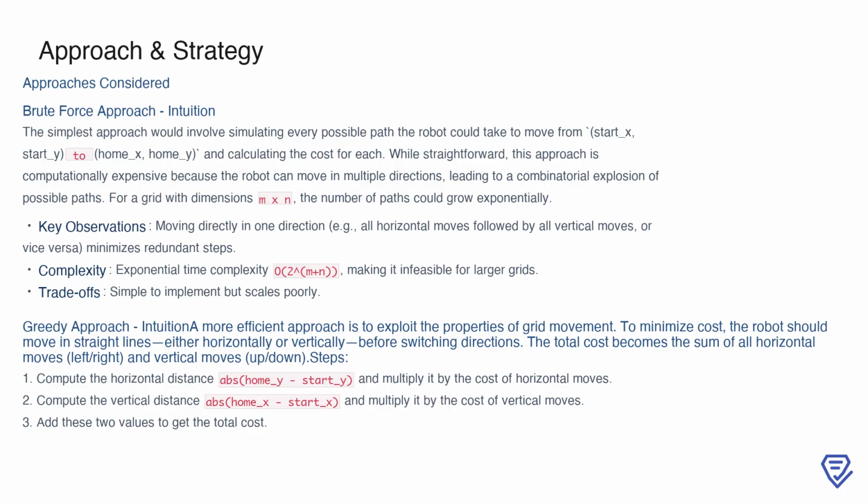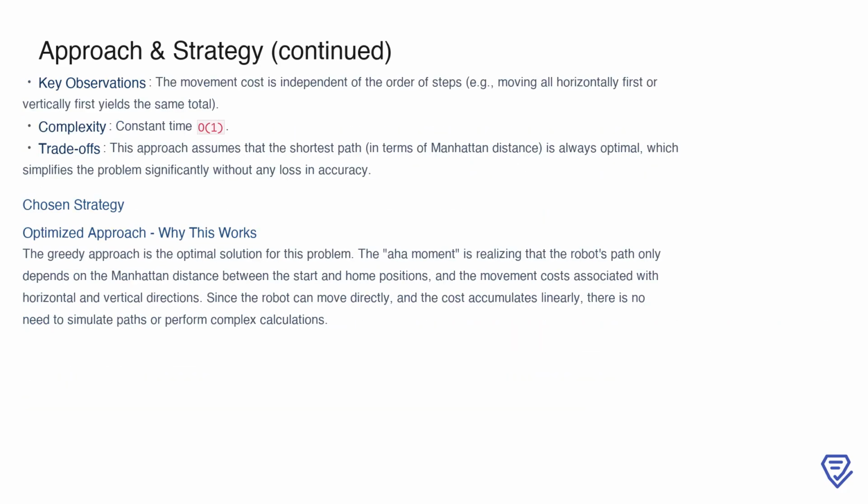This motivates us to consider smarter alternatives, such as a greedy strategy. A more efficient alternative is the greedy approach, which leverages the properties of grid movement to minimize the cost. Here, the robot moves in straight lines either horizontally or vertically without unnecessary detours. The total cost is calculated by summing the horizontal and vertical movement costs separately.